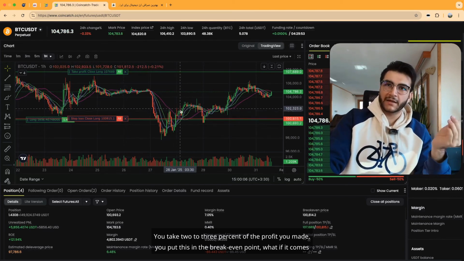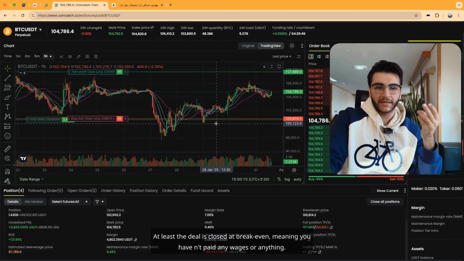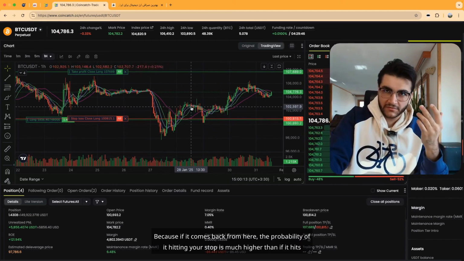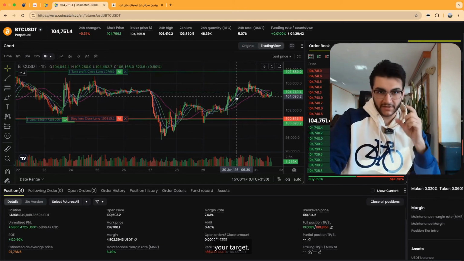What if it comes back? At least the deal is closed at break-even, meaning you haven't paid any wages or anything. Why? Because if it comes back from here, the probability of it hitting your stop is much higher than if it hits your target. It's closer to that.